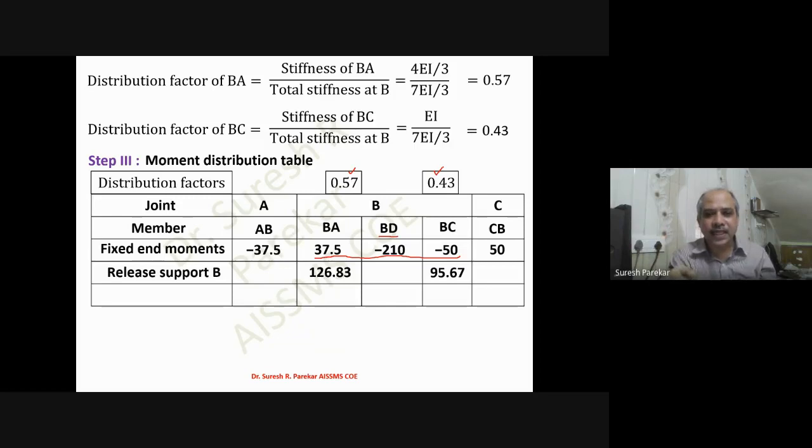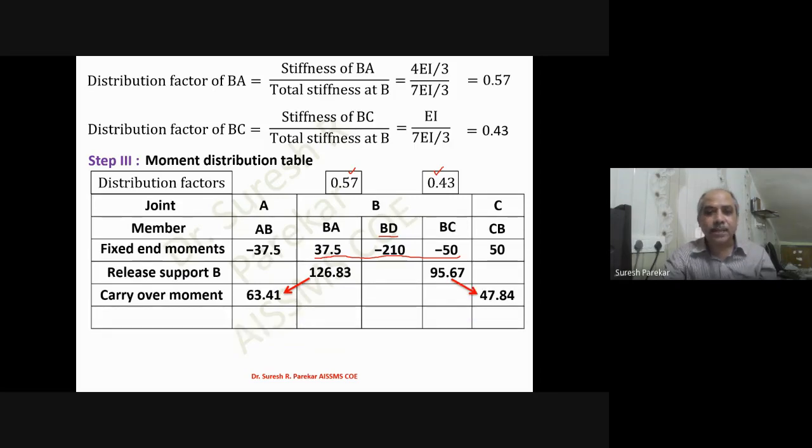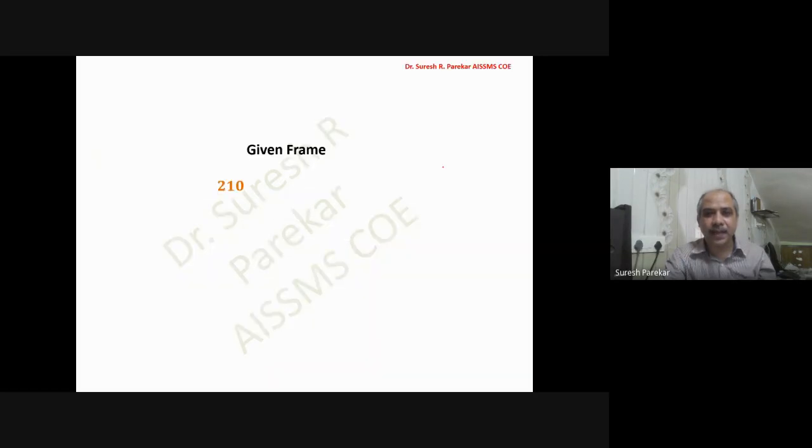And after this release of support B, or you can say distribution here, it's okay for this case. And then we have the carryover moment. We have to take half of this because we know the carryover moment goes half when the farther end is fixed. And if it is an overhang, simple support, it will be 0. So now for 95.67, we have this value 47.84. And now we will get the final moments. This will be the final moments, and then we will go for the BMD actually.